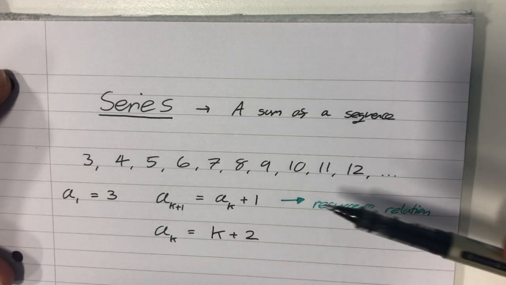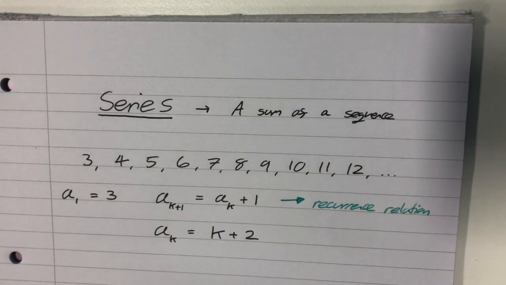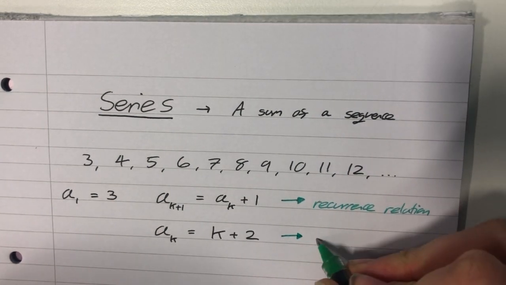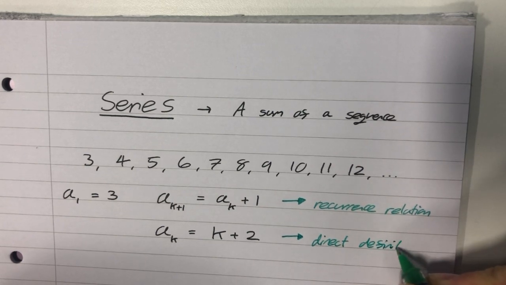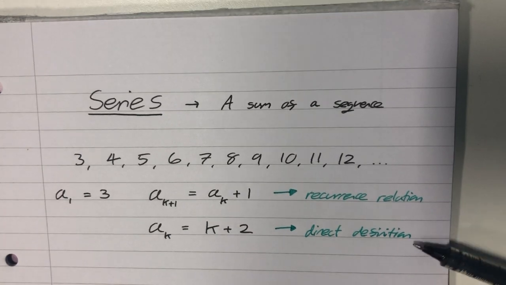Okay. The recurrence relation is limited because to find the 100th term, you would need to find the preceding 99 terms. But this is a much better definition. This is the direct definition of the sequence. Same sequence, same definition. This one is a bit easier to work with.